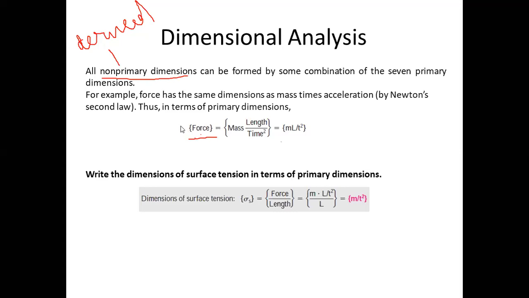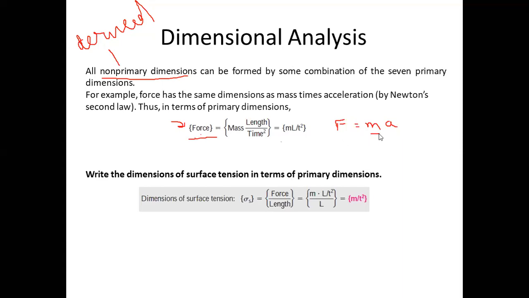But force you cannot see, and you cannot directly measure it. For measuring the force, you need mass, length, and time. Basically, if you study Newton's equation of motion, force is equal to what? Mass into acceleration. From this expression, I can say that force depends upon mass.